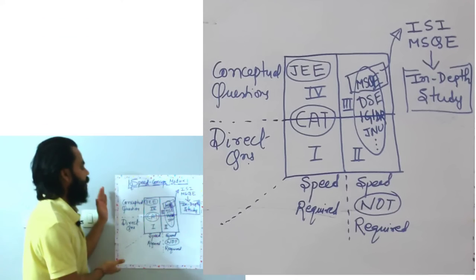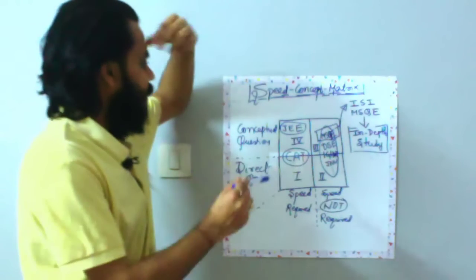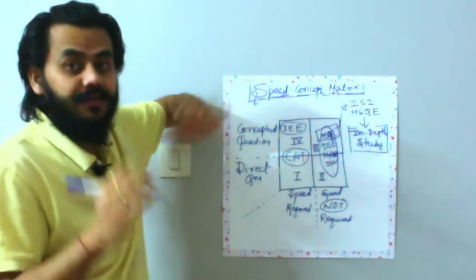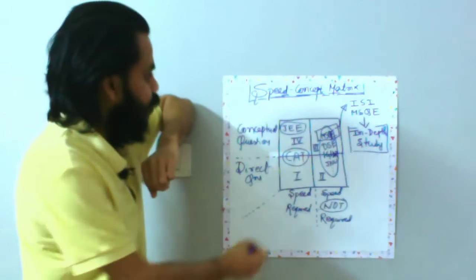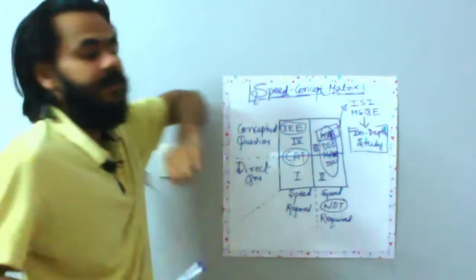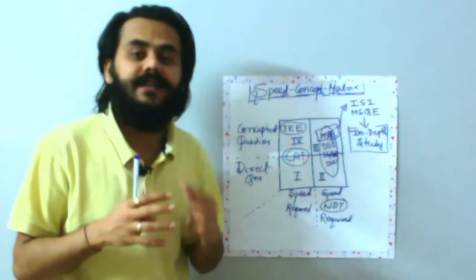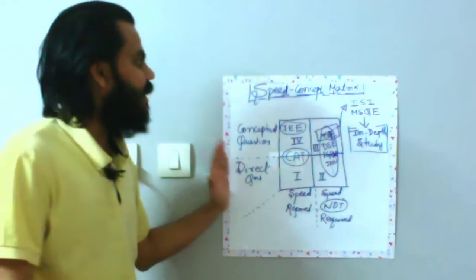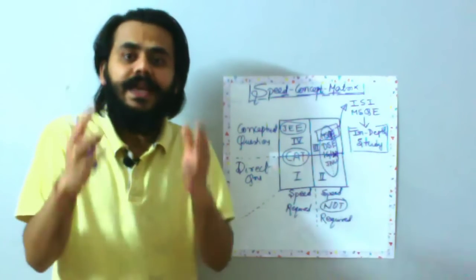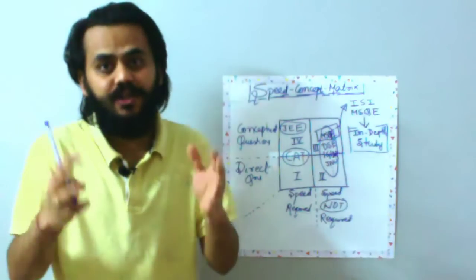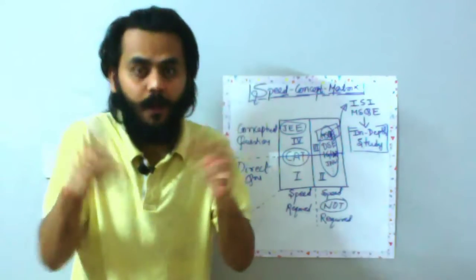If you look at the speed concept matrix, the best thing here is that you need to categorize the question papers of various exams into these four quadrants. Now obviously the quadrant way of categorization is not entirely new, but this speed concept matrix is something I have come up with to help you all in your exam preparation. So listen very carefully to what I am going to say right now.